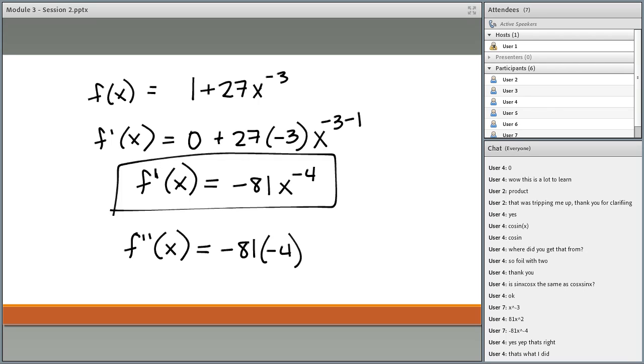So I take the negative 4 to the front with the 81, or the negative 81, and then minus 4 minus 1. So I have 324, the negative negative becomes positive, x to the negative 5.